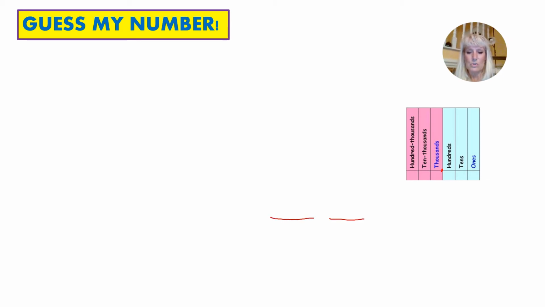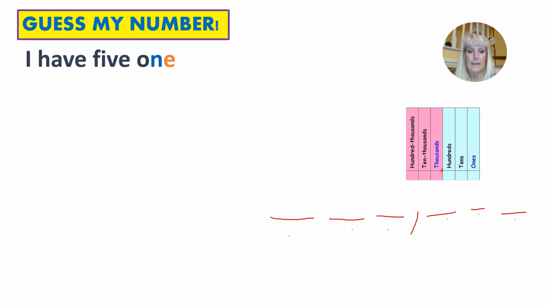1, 2, 3, comma, 1, 2, 3, because I'm looking at what I have. I have ones, tens, hundreds, thousands, 10,000s, 100,000s. All right, so I've lined this up, and I'm going to look at the clues and figure it out. I have 5 ones. Well, I'm putting it in the ones place. See my ones right there.